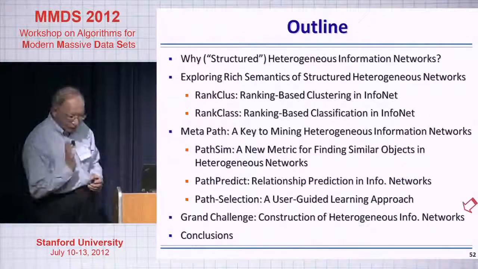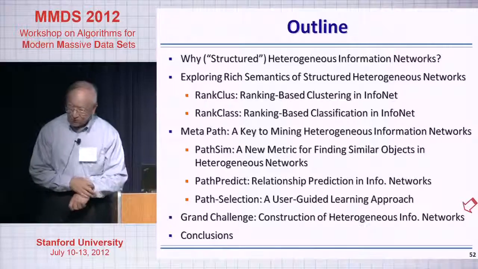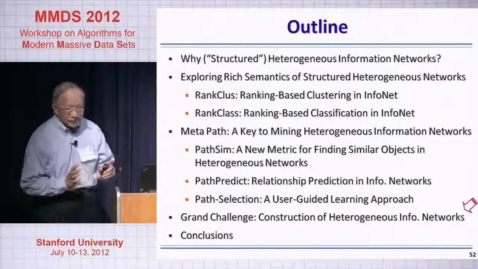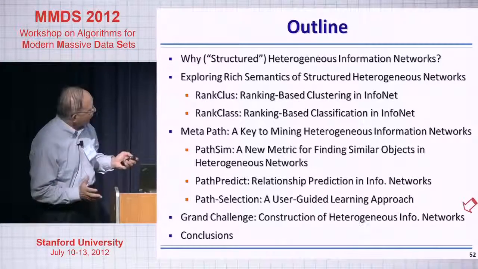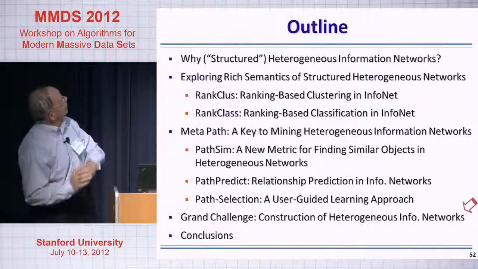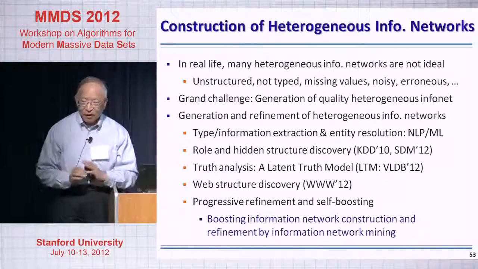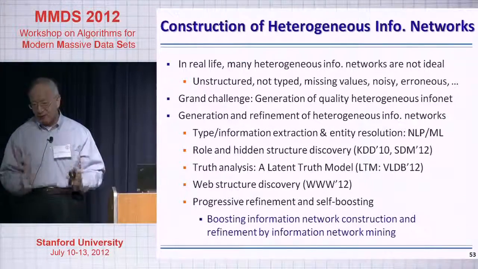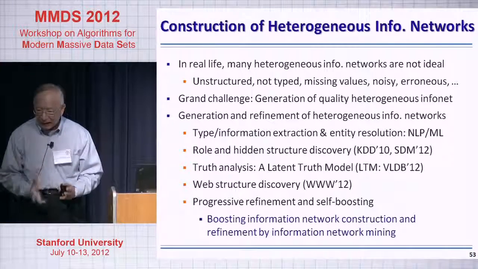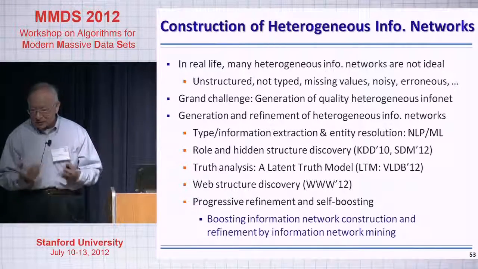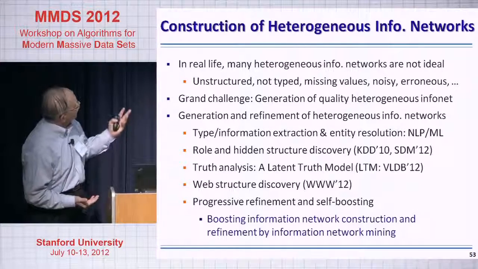Then the final question I'm going to raise is, you got a network we call heterogeneous network. The previous ones I gave you are all nicely constructed networks. But in real life, the network is not nicely constructed. Just give you an example, okay?